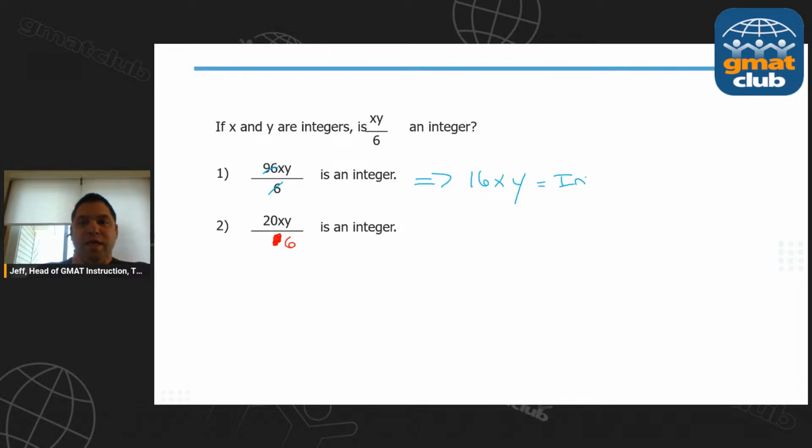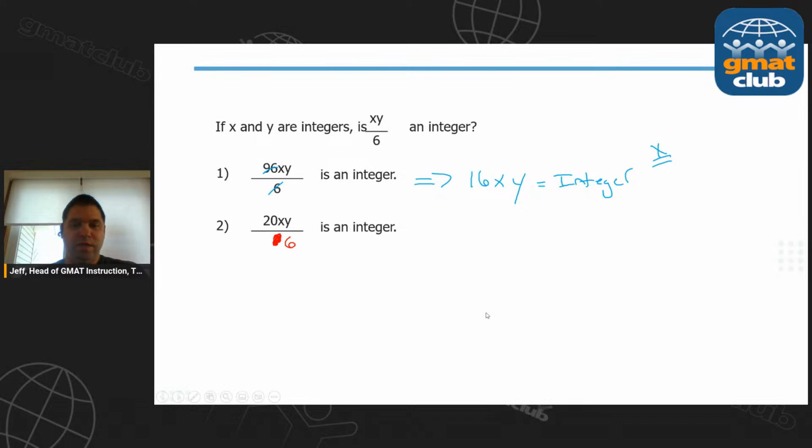16xy is an integer. Now, what does that tell us? Well, it tells us that x times y can be any integer on the planet of integers, right? So that's insufficient. And there's something interesting that I want to talk to you guys about.